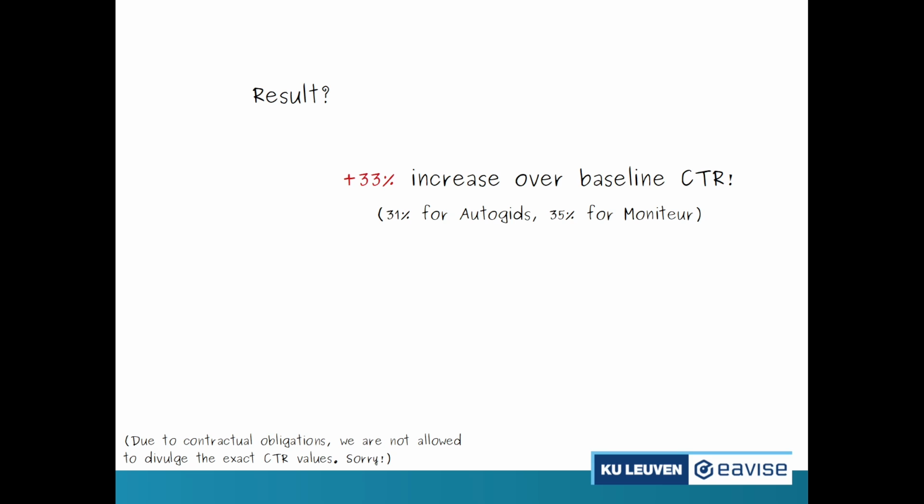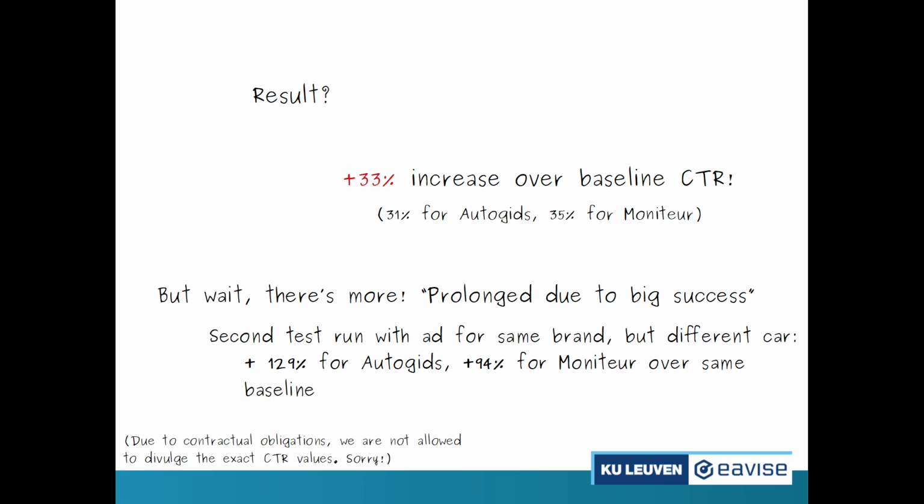But there's more. After this first run, AdRelevance and ProDepress decided to hold a second run in which KU Leuven was not involved, using the same model as before, with an ad for the same brand but a different car. This time, the click-through rate improvement was even much more dramatic, with plus 129% for AutoHits and plus 94% for Moniteur, compared to the same baseline as the previous result. But because no new baseline was established, we only consider these numbers as anecdotal evidence.